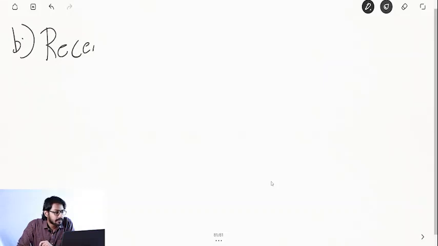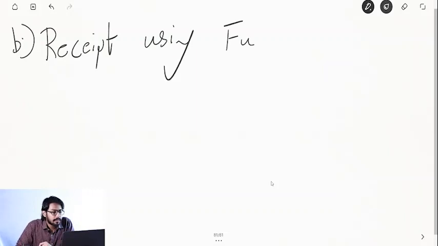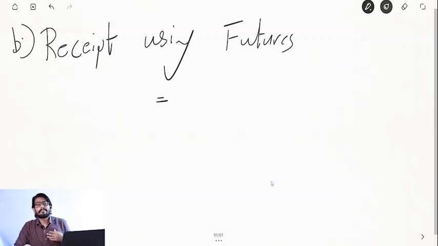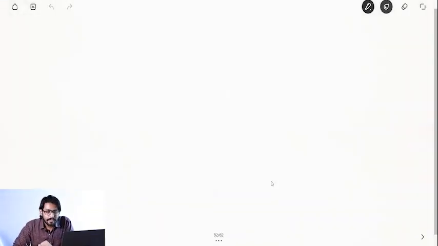Part B, receipt using futures. Let's start futures. All right. So tell me guys, in futures, what is step 1? We have had this discussion before. Whenever we are in futures, there will be 2 steps. In every question of futures, there are 2 steps. Step 1, number of contracts. Step 2, the cross. We can do it in either order, but in this question, let's do first the number of contracts. Okay. So step 1.